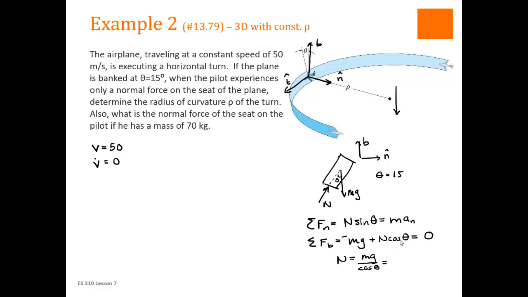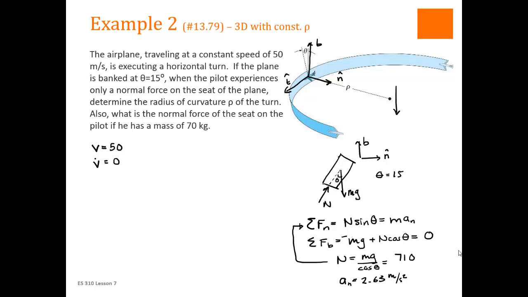We end up with 710. Then we take N back up into this equation. So N times sine of 15 is equal to mass times a_n. We can solve for a_n as being 2.63 meters per second squared.